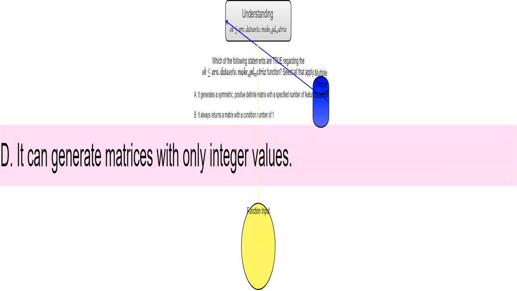This statement tests your understanding of the data type of the output matrix. I'm checking to see if you know that make_spd_matrix primarily generates matrices using floating point numbers, not just integers.